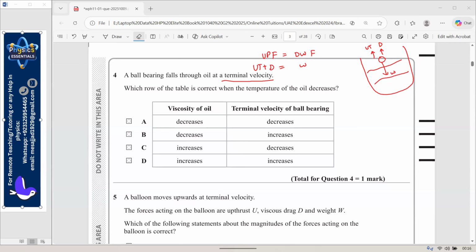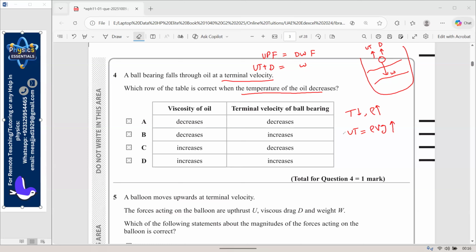Now, you know that when temperature is decreasing, as they are saying, which row of the table is correct when the temperature of the oil decreases? So when temperature goes down, density goes up because the molecules come close to each other, and then density increases. And when the density increases, you know that the upthrust is rho Vg.